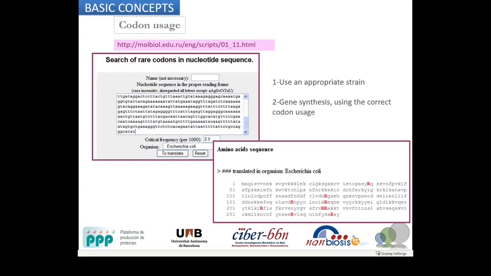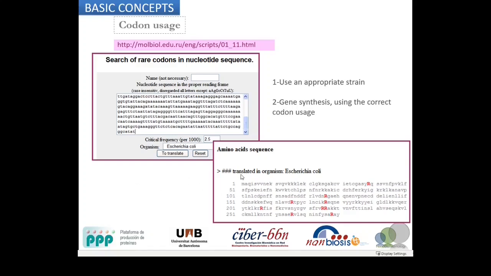So the result is that if introducing a recombinant gene with the original sequence in a prokaryotic expression system, as in this example, this will end up with the presence of several codons that are rare, that are not overrepresented in the expression system, and this might lead to a problem in the production of the recombinant proteins that in some cases can lead to aggregation or to proteolysis.